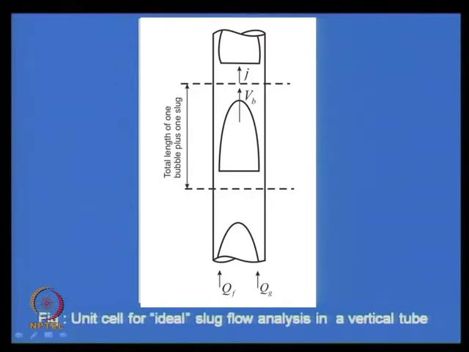Right? Now, finding out the wall shear, or finding out the frictional pressure gradient, is not at all going to be very straightforward. We have to find it out for this particular region, and it becomes quite complicated. But fortunately, we observe certain other things as well.